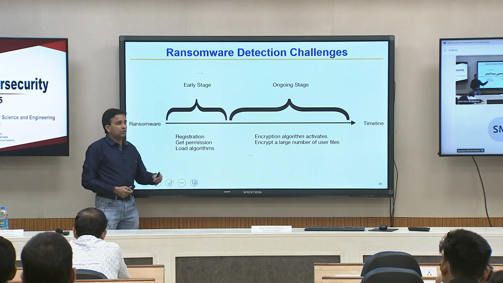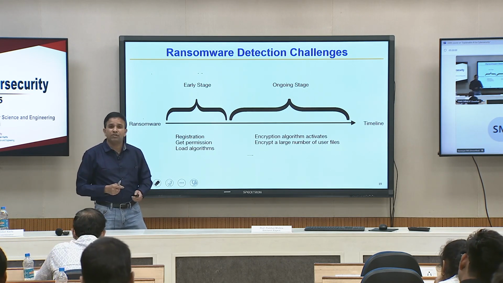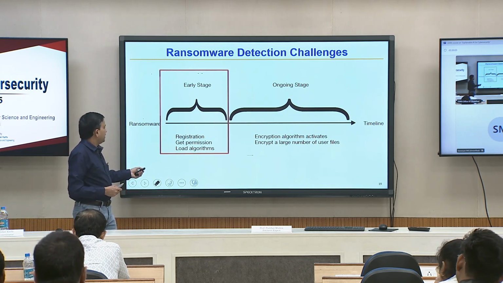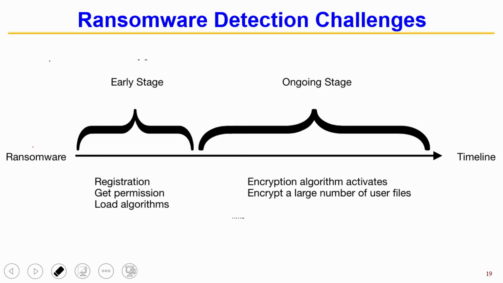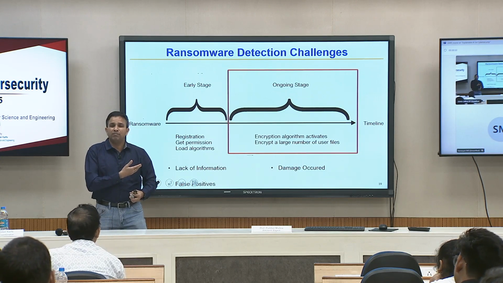But the second problem I was talking about is when the ransomware detection should detect it. If it detects too early, just as ransomware started, the problem is that ransomware does registration, gets permission, loads the algorithm, and then starts encryption. If it detects too early, you have limited information and a lot of false positives. It may be a normal program, you might be just encrypting your own files, maybe a disk backup, and it could be misconstrued as ransomware.